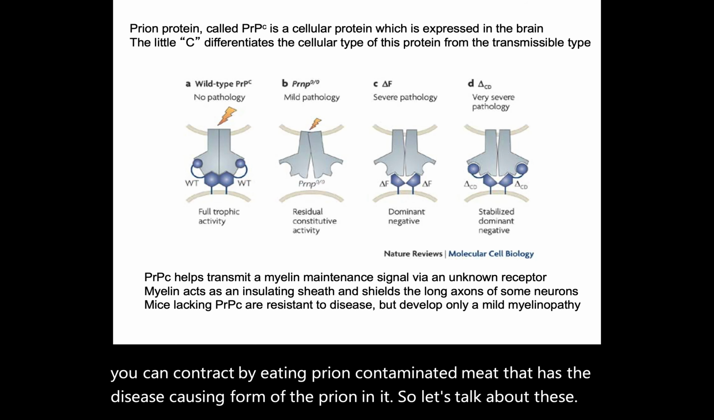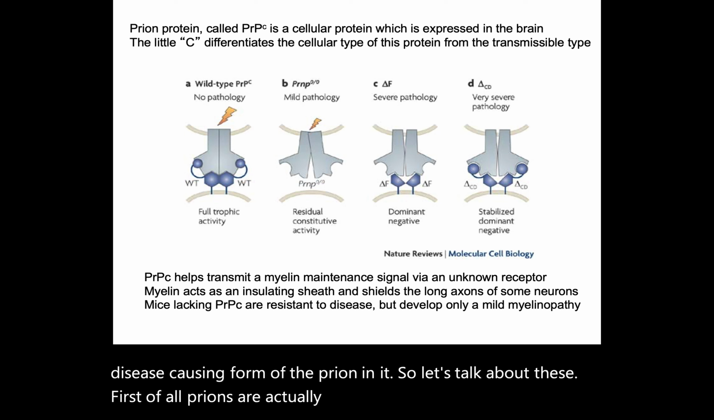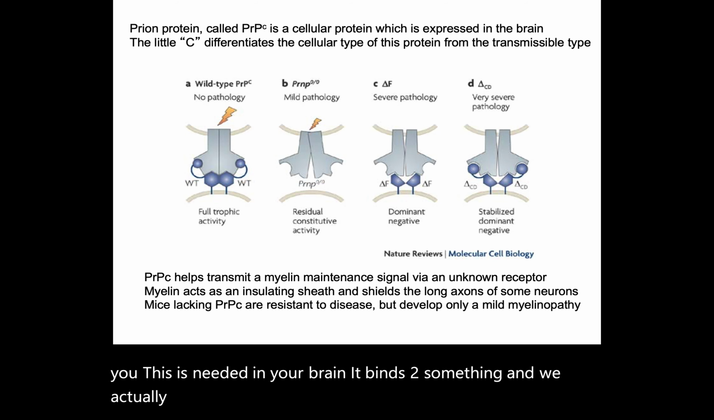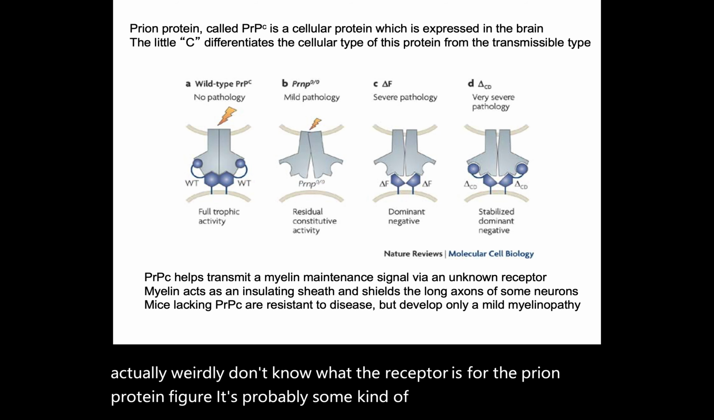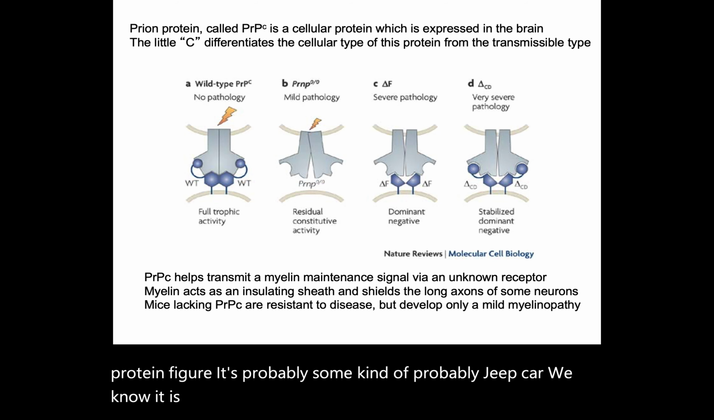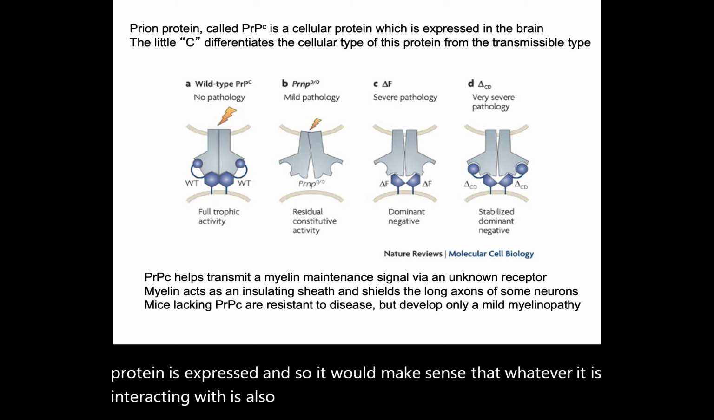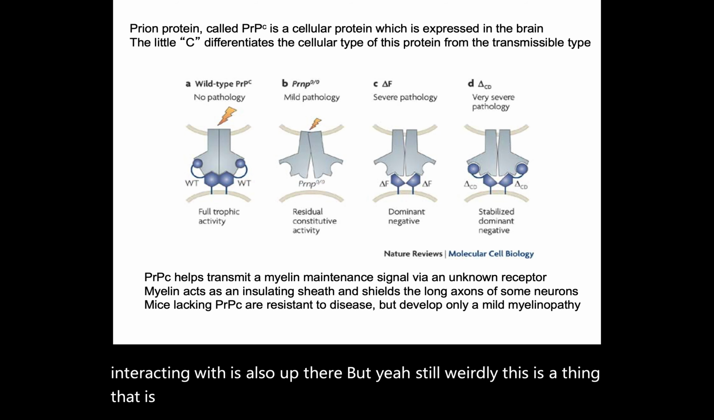First of all, the prion protein is actually good for you. This is needed in your brain. It binds to something, and we actually, weirdly, don't know what the receptor is for the prion protein. Figure it's probably some kind of GPCR. We know it is involved in the brain because that's where the prion protein is expressed, and so it would make sense that whatever it is interacting with is also up there. But still weirdly, this is a thing that is not known, despite years and years of people dying from prion diseases.